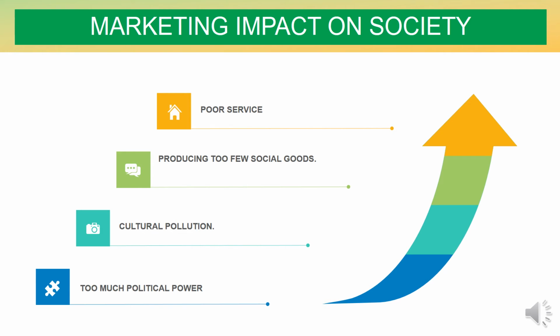Number four, too much political power. Companies do promote and protect their own interest. They have a right to, and countervailing forces are in place to offset business promotional and political power.